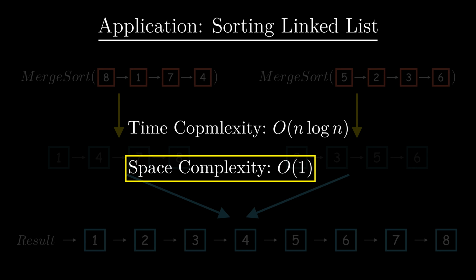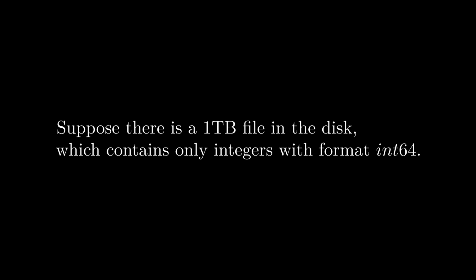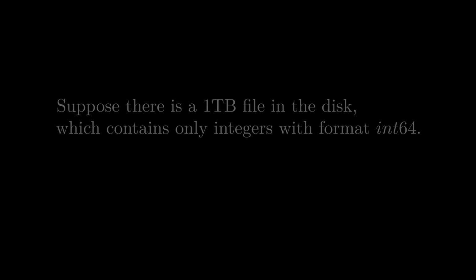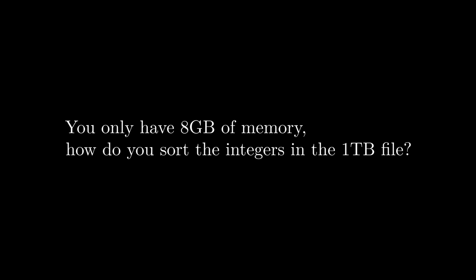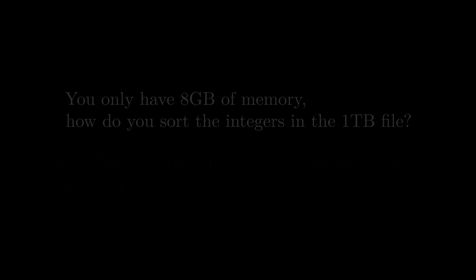Excellent! That's all for merge sort. Before we end this video, let's think about the following problem. Suppose there is a 1 TB file in the disk. The file is full of integers with format int64. When we only have 8 GB of memory, how do we sort the numbers in the 1 TB file? By the way, due to the physical structure of the disk, reading the file sequentially is much faster than reading it randomly. Do you think the merge sort algorithm can help with this?